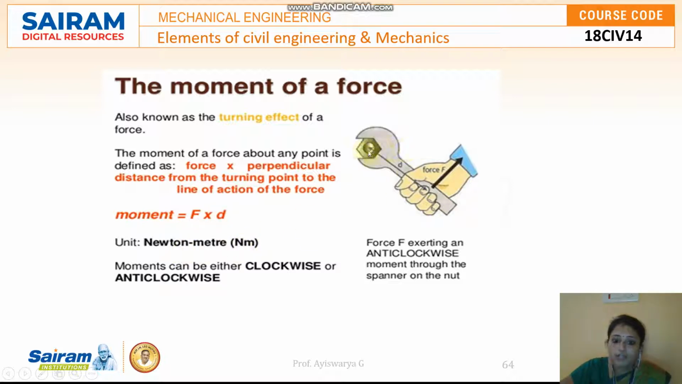Here you can see someone has a screw and is giving a force on one side, with the direction on the other side, for the purpose of screwing it using a spanner. So this moment will be either in an anticlockwise direction or a clockwise direction. But force into perpendicular distance is said to be the moment.